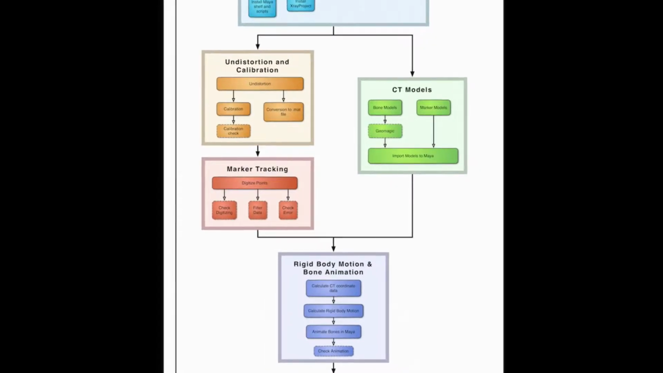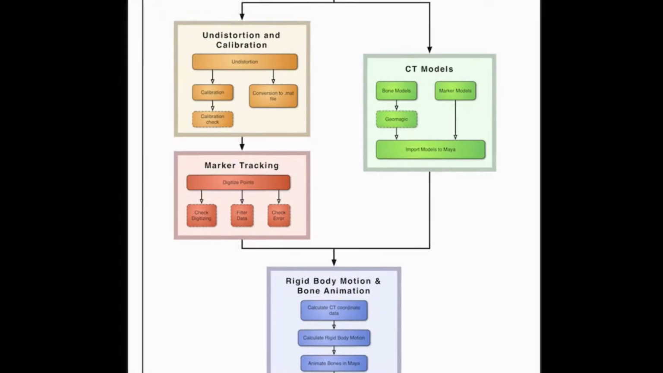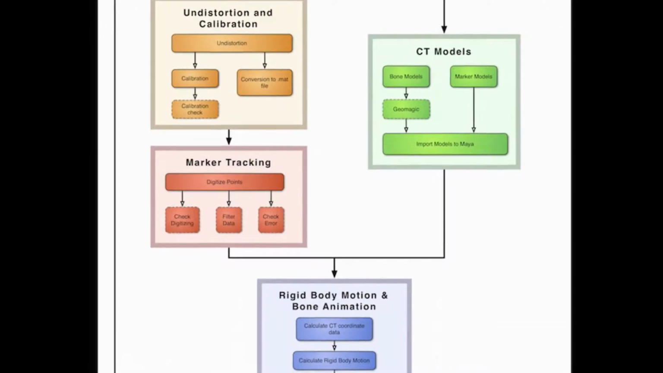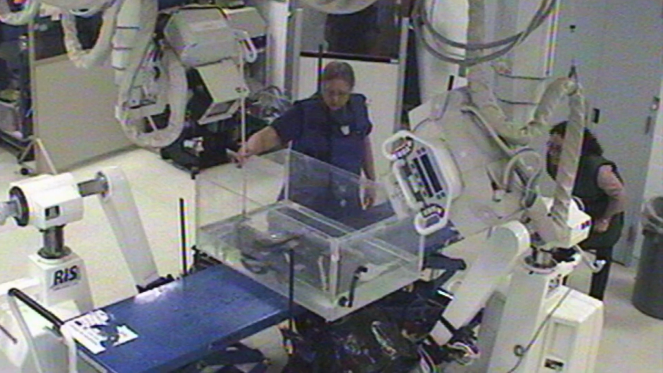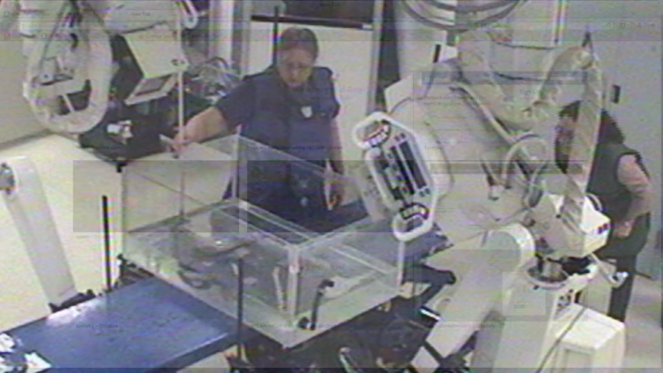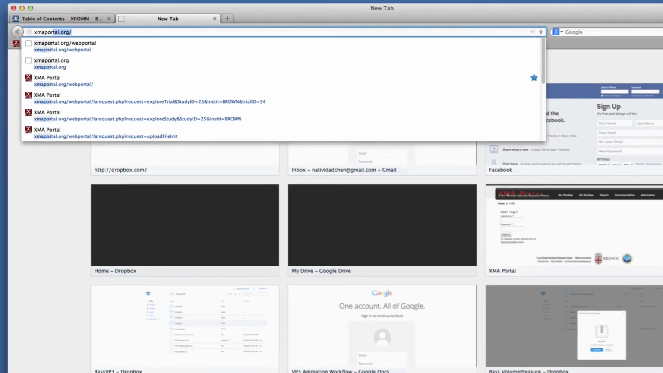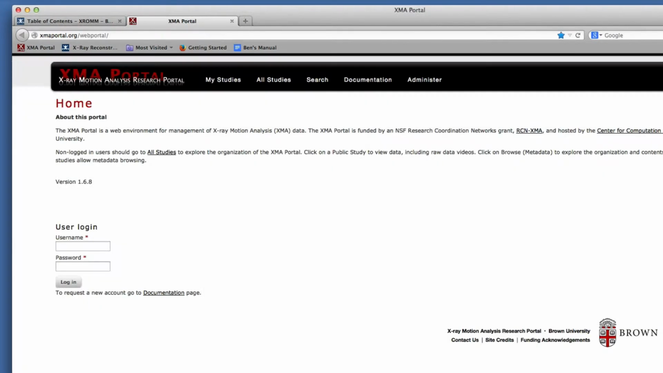This video will cover how to track your X-ray markers. This process, which is often called digitizing, produces XYZ coordinates for each of your markers as they move over time. I'll be using an example shark dataset. If you would like to follow along, all of the files are available at xmaportal.org for you to download.